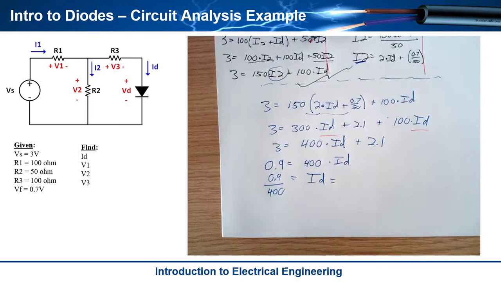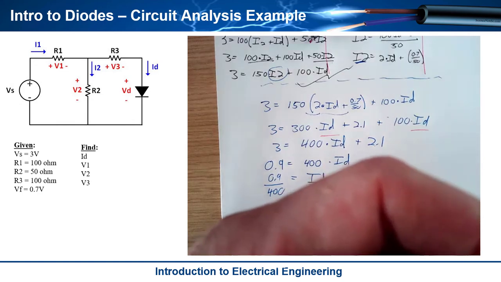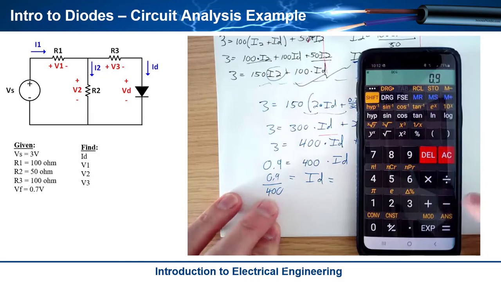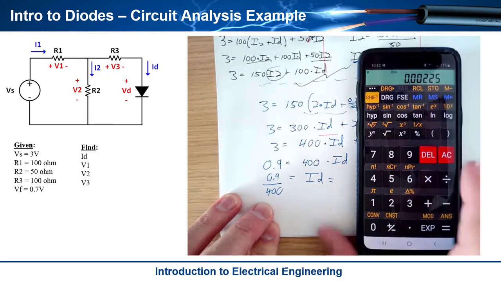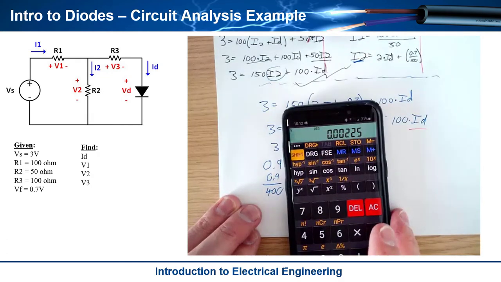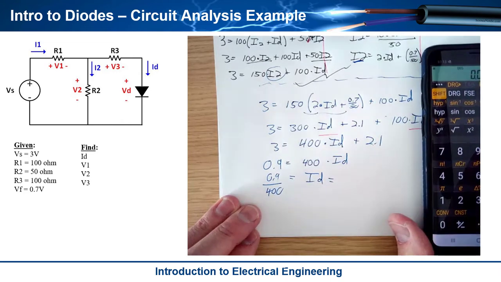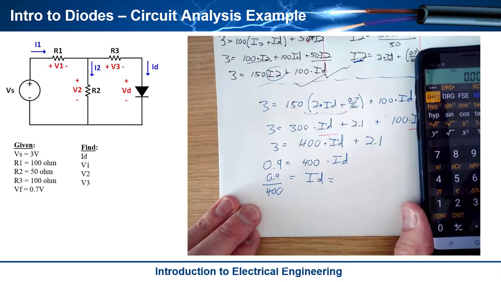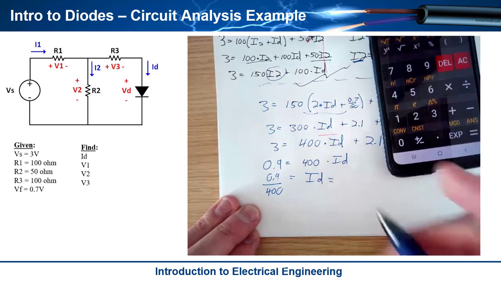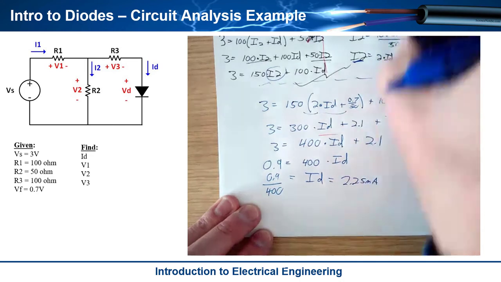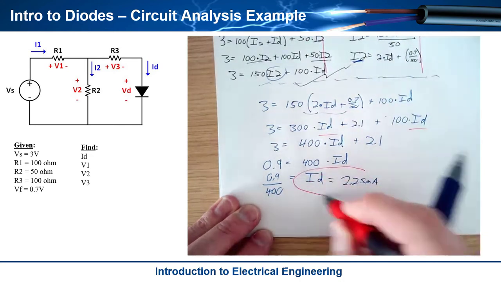Went to sleep, it's taking so long, but that's all right. Okay, here we go. 0.9 divided by 400, boom. 0.00225. That's equal to 2.25 milliamps. Okay, so that is 2.25 milliamps, and boom, I have my first unknown.